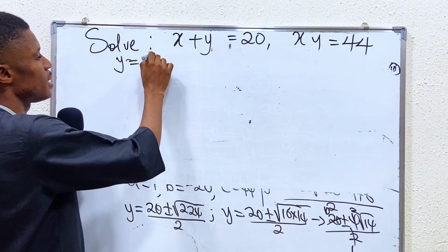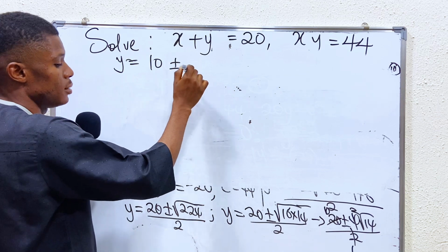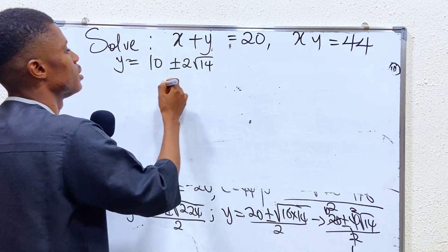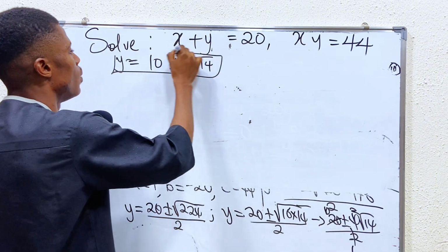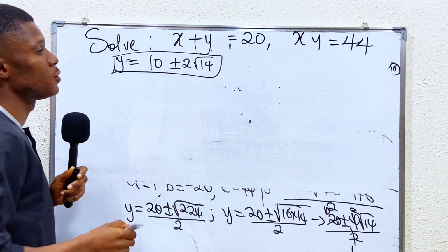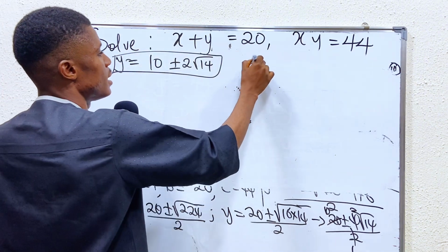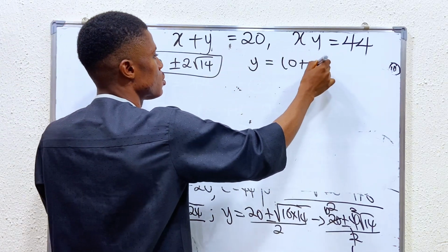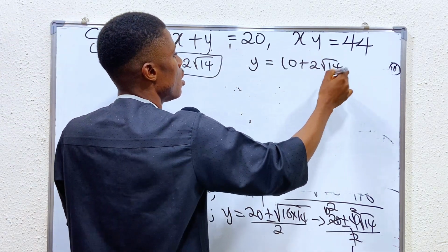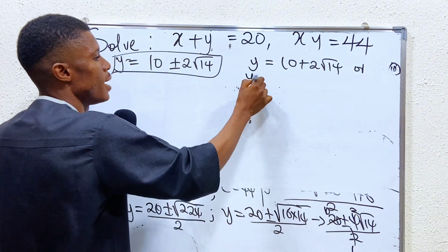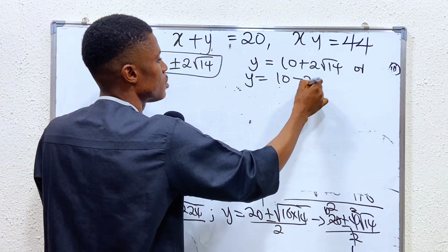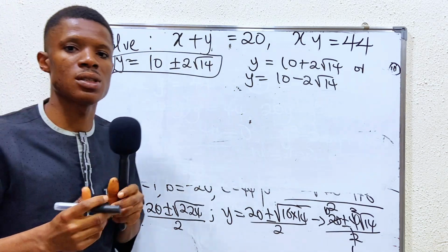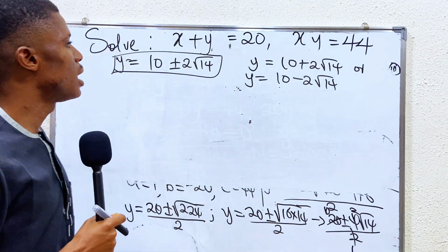So basically, y is equal to 10 plus or minus 2 root 14. This is the value for y. So in that case, we have two possible values for y. That is, y is equal to 10 plus 2 root 14, or we say that y is equal to 10 minus 2 root 14. These are the two possible solutions for y. Okay? So let's find x.